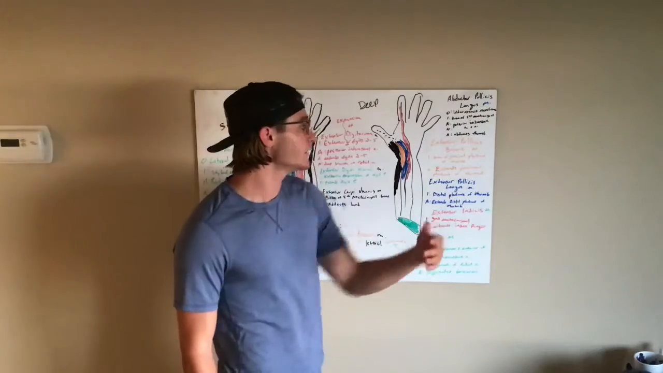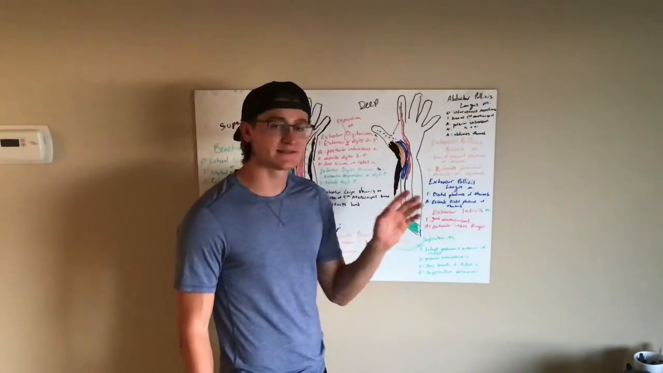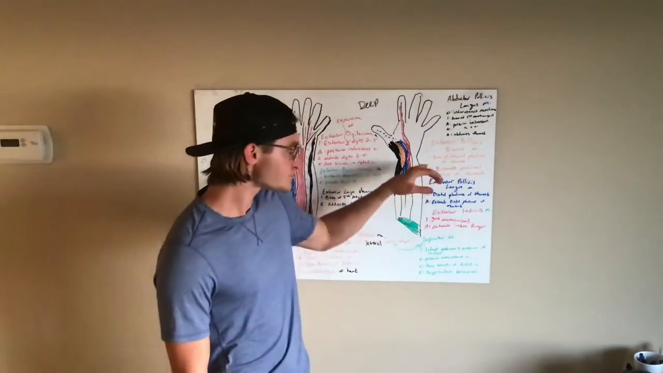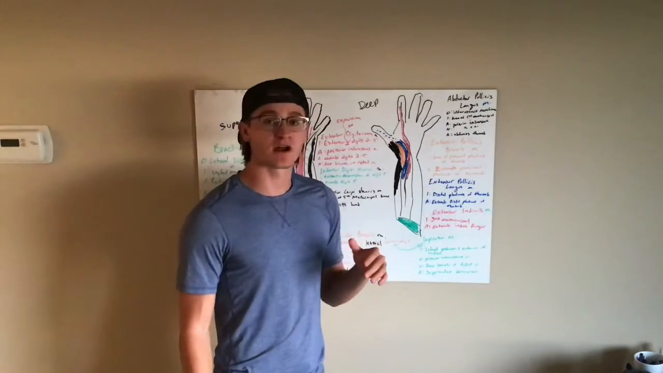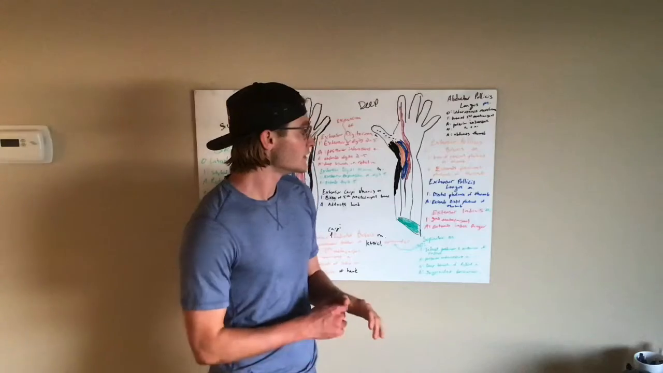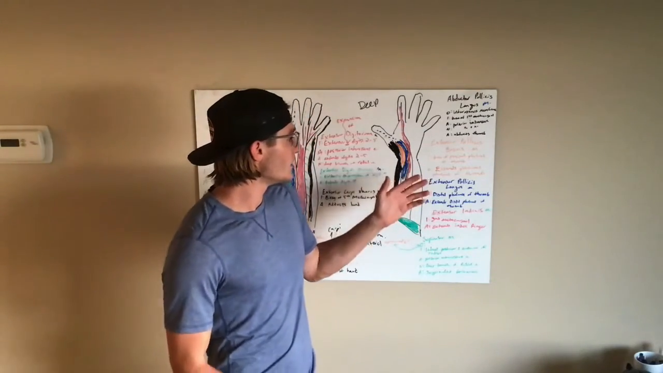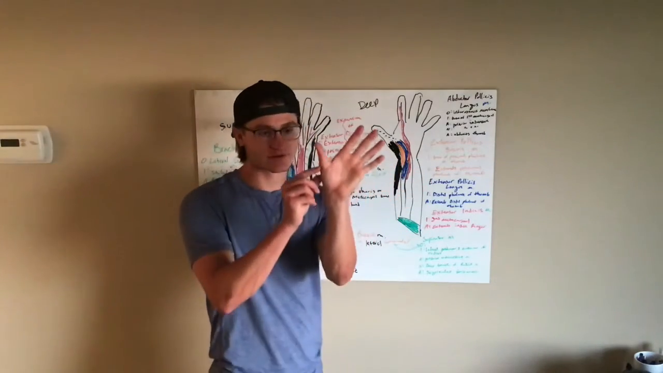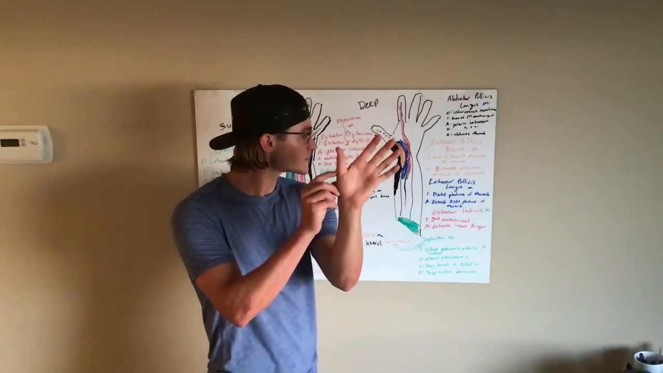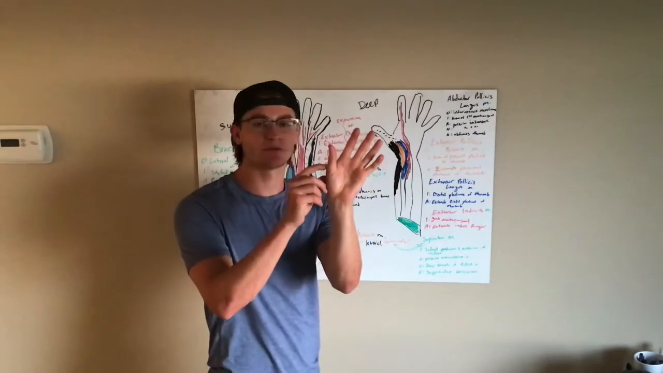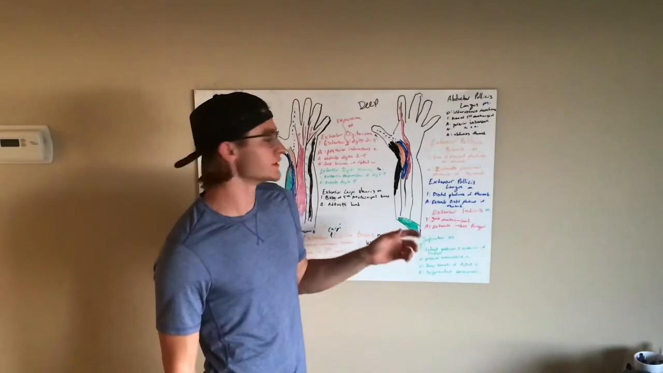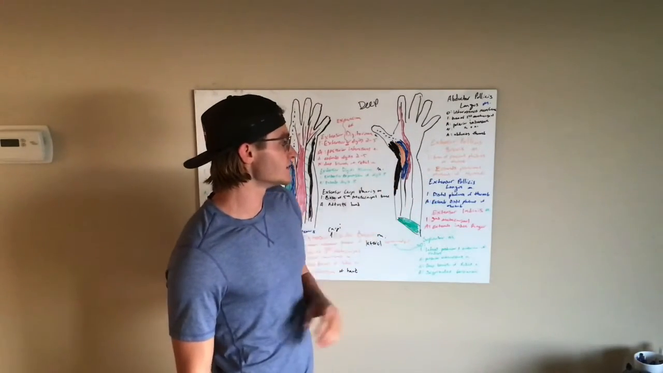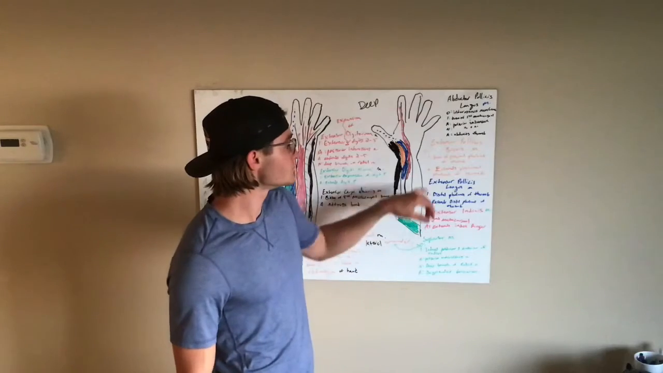And then beyond that, we're going to have the extensor pollicis brevis. This is the middle of our sandwich. And this inserts up at the base of the proximal phalanx of the thumb. So it's going to go up a little bit further. So it's at the proximal phalanx of the thumb, right around where the metacarpophalangeal joint is. And it extends the proximal phalanx of the thumb.